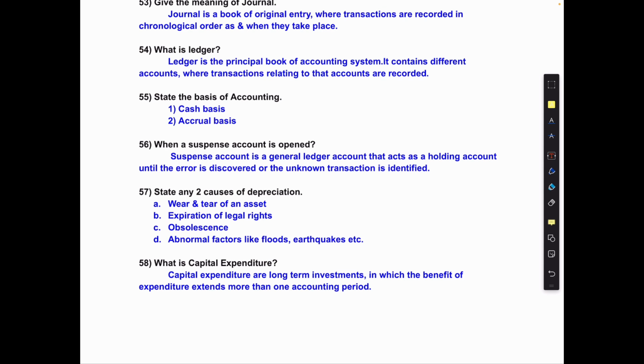In my next video, we'll solve 6 marks important problem, that is analytical petty cash book.